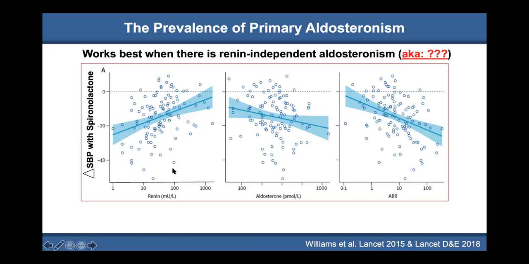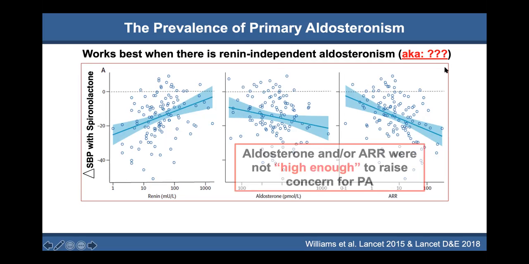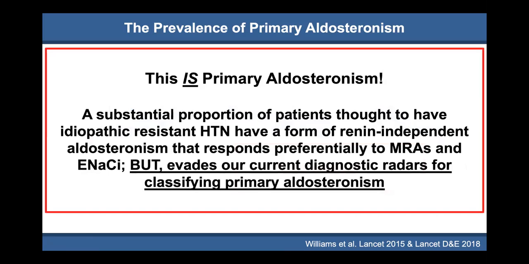And what you see is that spironolactone worked strikingly. It worked best, with 15, 20, 25 millimeters of mercury reductions in blood pressure, when renin was suppressed, when aldosterone was highest, and when the aldosterone to renin ratio was highest. In other words, it worked best when you had renin-independent aldosterone production. But recall, none of these patients were thought to have primary aldosteronism. In fact, their aldosterone and/or aldosterone to renin ratio were thought to not be high enough to raise concern for primary aldosteronism. But this is primary aldosteronism.